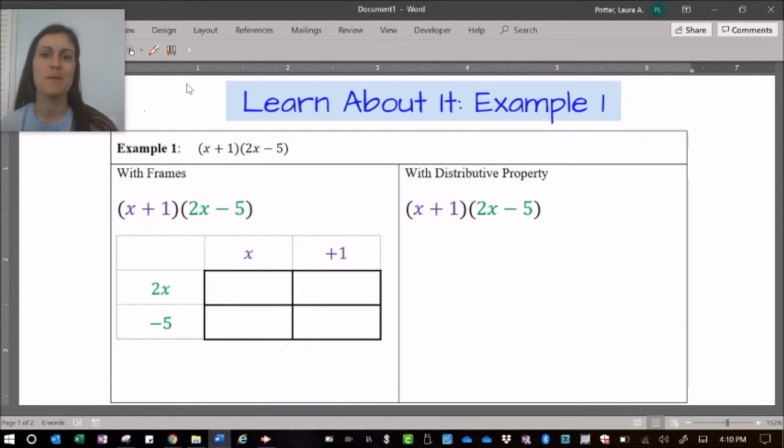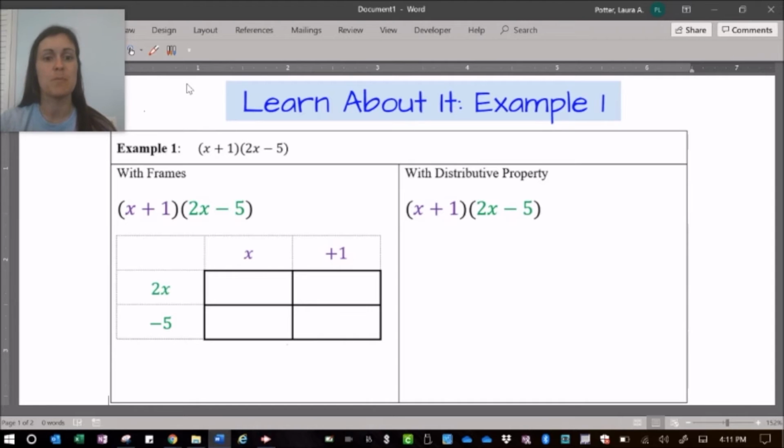So in this first example, I'm going to multiply polynomial expressions. In this case, I have the quantity x plus 1 times the quantity 2x minus 5. This is a binomial times a binomial because I have a polynomial expression with two terms times a polynomial expression with two terms. If you take a look at the first strategy that we're going to use, which is the frame strategy, you'll notice that I have a box with 2 rows and 2 columns. Those correspond with the terms in each of my factors. So I have 2 columns which represent each of the terms in the factor x plus 1, and I have 2 rows which represent each of the terms in the factor 2x minus 5.